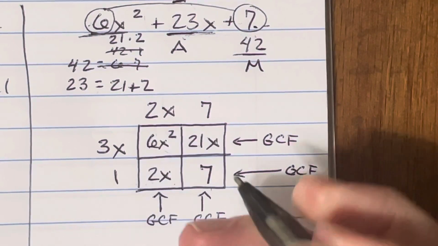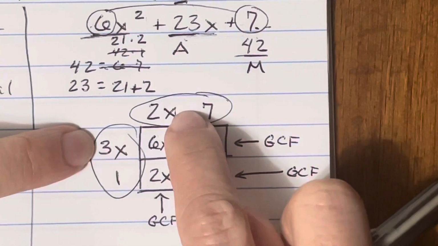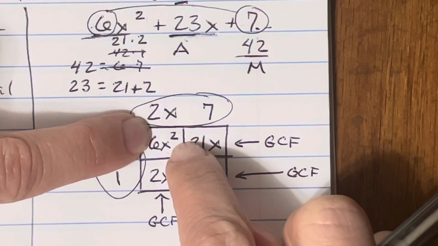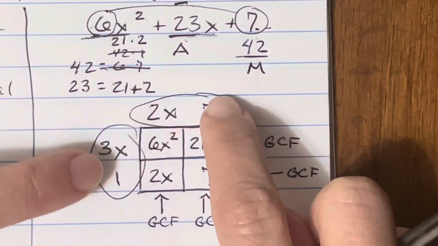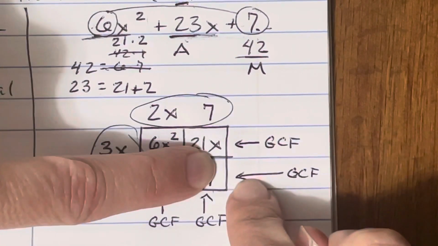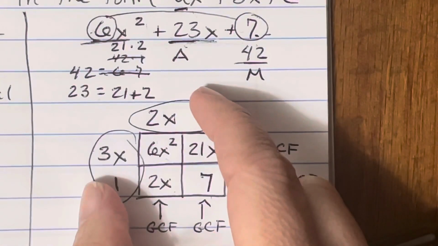Now, here's the beauty and magic of this. Those are your factors. These are the things that multiplied together to get this. 2x times 3x gives you 6x squared. 3x times 7 gives you 21x. 2x times 1 gives you 2x. And 7 times 1 gives you 7. So this is my original problem. These are the two things that multiply it.